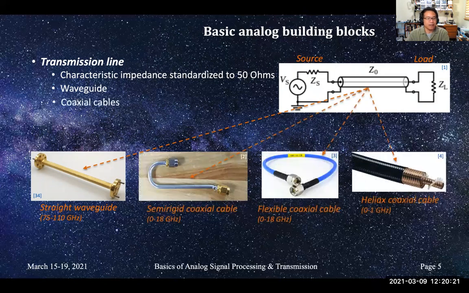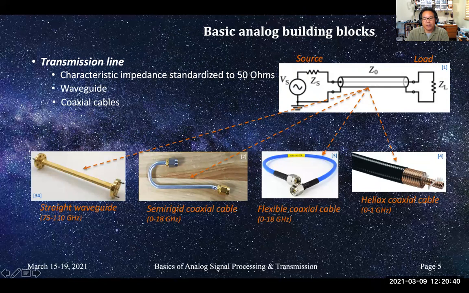Here is a semi-rigid coaxial cable. Here's flexible cable. And here's Heliax cable. There are different kinds of cables. This one happens to be very large diameter, about 1 inch in diameter. It's corrugated, so you could bend it a little bit.